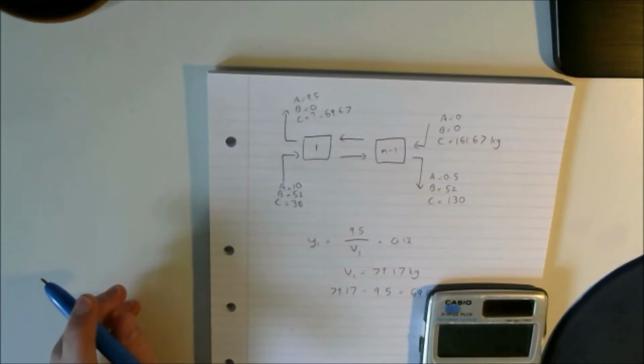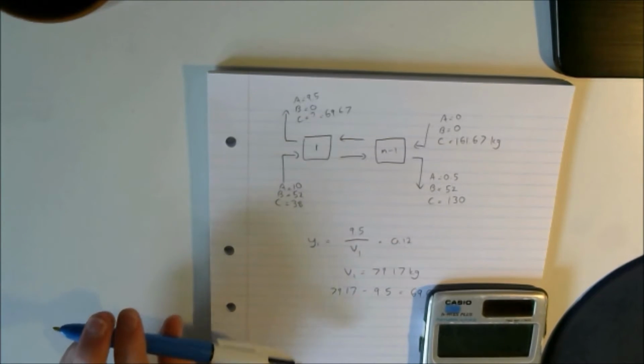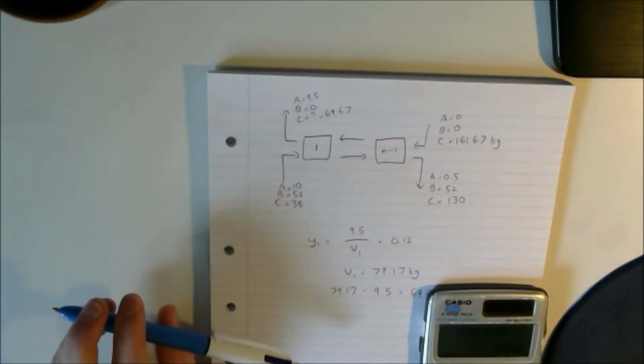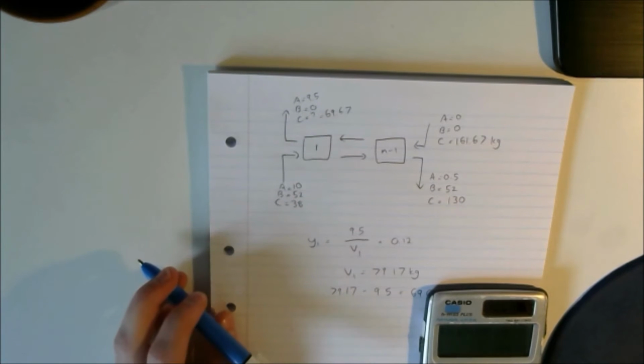So that's your mass balance done, and you need to do that regardless of which way you choose to solve the question. So regardless of if we're using the McCabe-Thiele method or if we're using the Ponchon-Savarit method, this is sort of the foundation for everything else we're going to do.